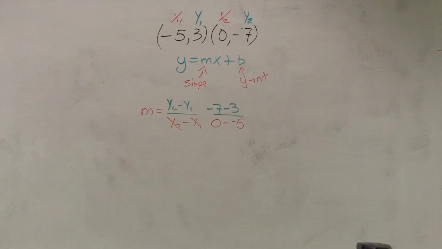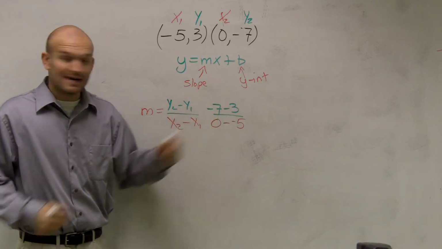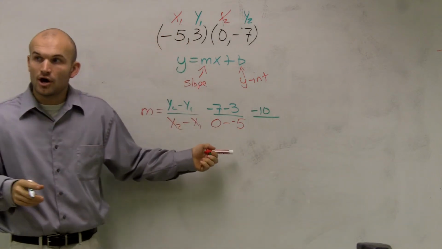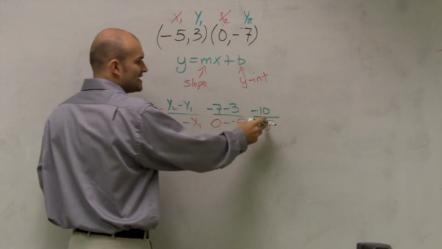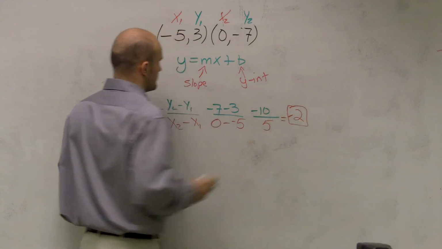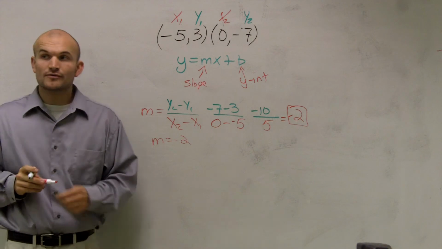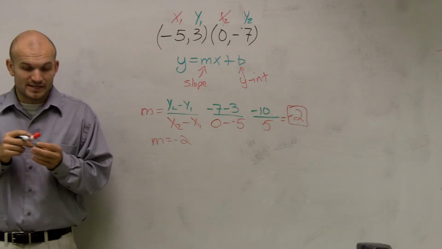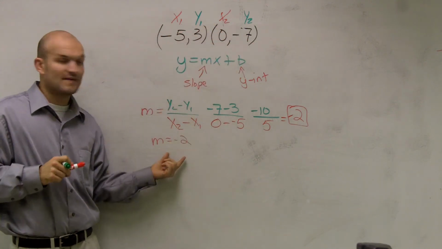Okay. So you plugged in the numbers. Now you do -7 minus 3, which is a -10. 0 minus a -5 is going to give me a +5. -10 divided by 5 equals a -2. Therefore, my slope is m equals -2. Now, some of you might get a fraction as your slope. I don't know, you all are doing different problems. But just make sure you label your points, plug them in, and then find your slope.